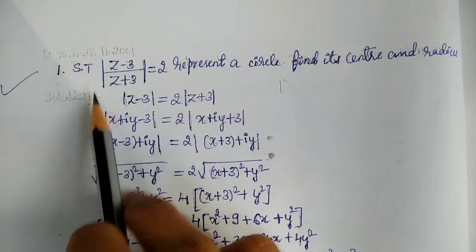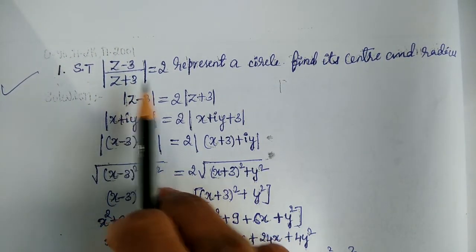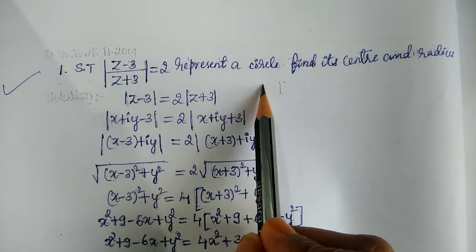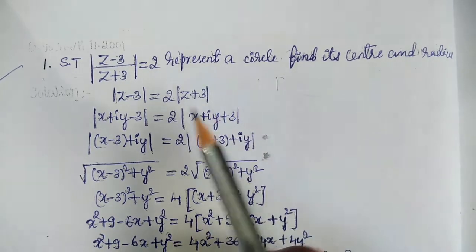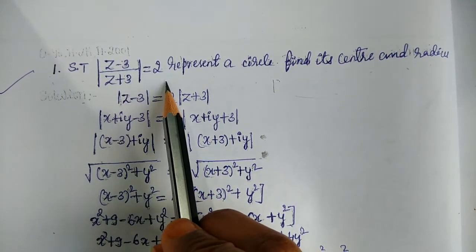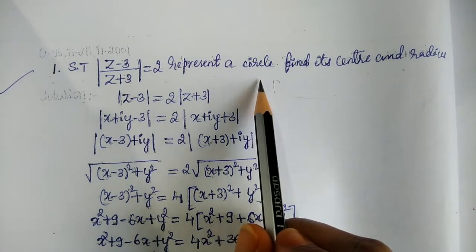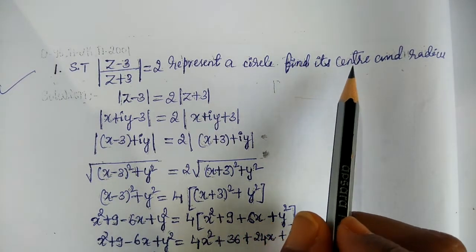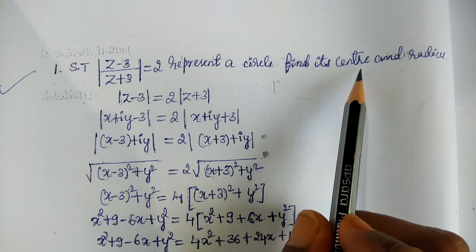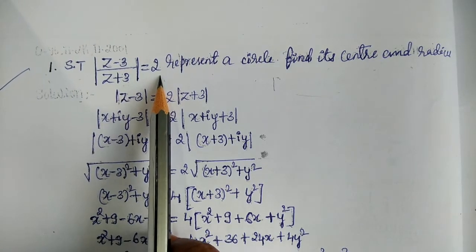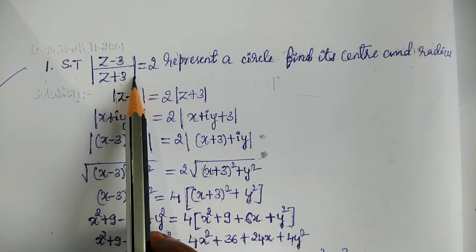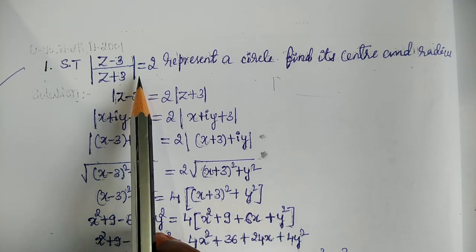So here is the first problem related to this. This is a very important problem: modulus of z minus 3 divided by z plus 3 is equal to 2 represents a circle. Find its center and radius. So we have to show that modulus of z minus 3 by z plus 3 is equal to 2 represents a circle, and also find its radius and its center. So consider modulus of z minus 3 divided by z plus 3 is equal to 2. Mod of z by w is mod z by mod w. I explained this in the previous video.